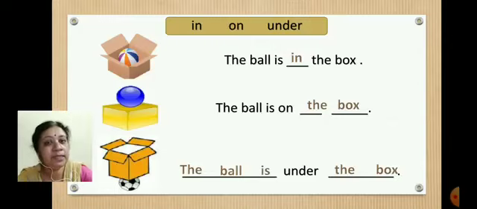Again we will read the three sentences. The ball is in the box. Second one, the ball is on the box. And the third one is, the ball is under the box. So children, in, on, under are prepositions or position words. Okay, now we will move to the next slide.